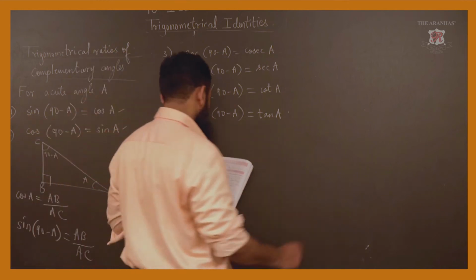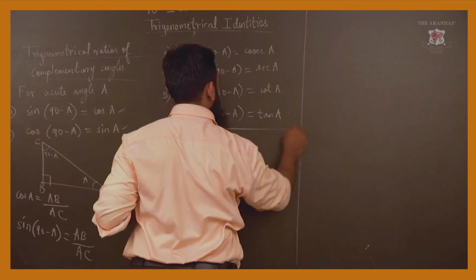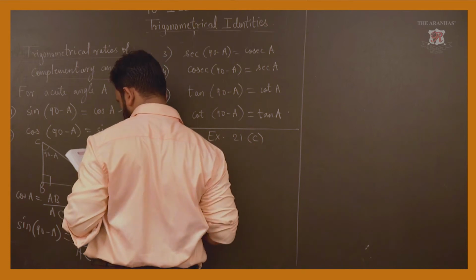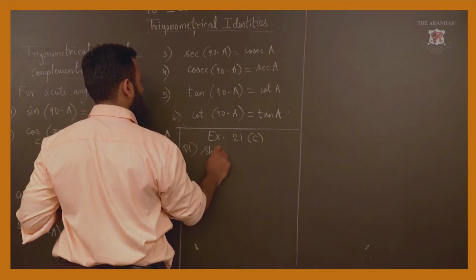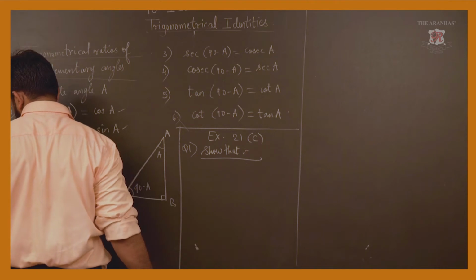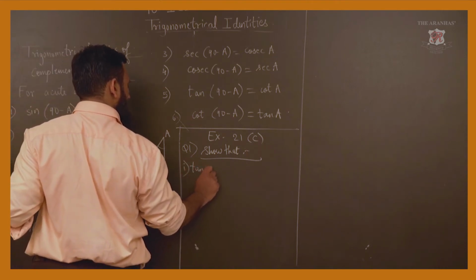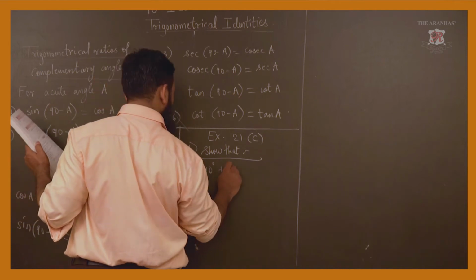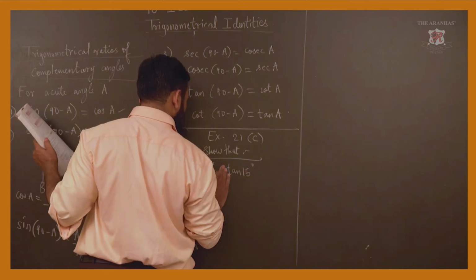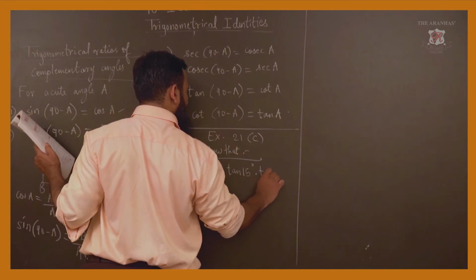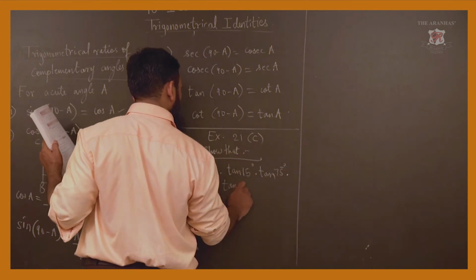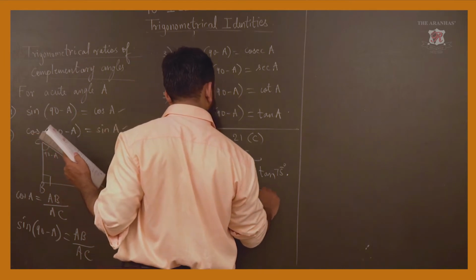Let us proceed towards exercise 21C, in which the first question is, you have to show that, I will select any one out of it, tan of 10 degree into tan of 15 degree, sorry, it is not plus, it is into, tan of 75 degree into tan of 80 degree, this whole thing comes out to be 1.